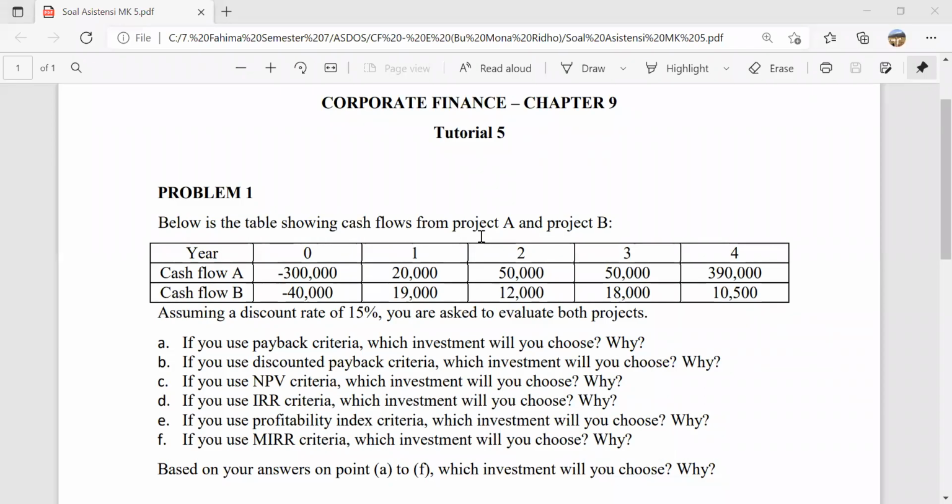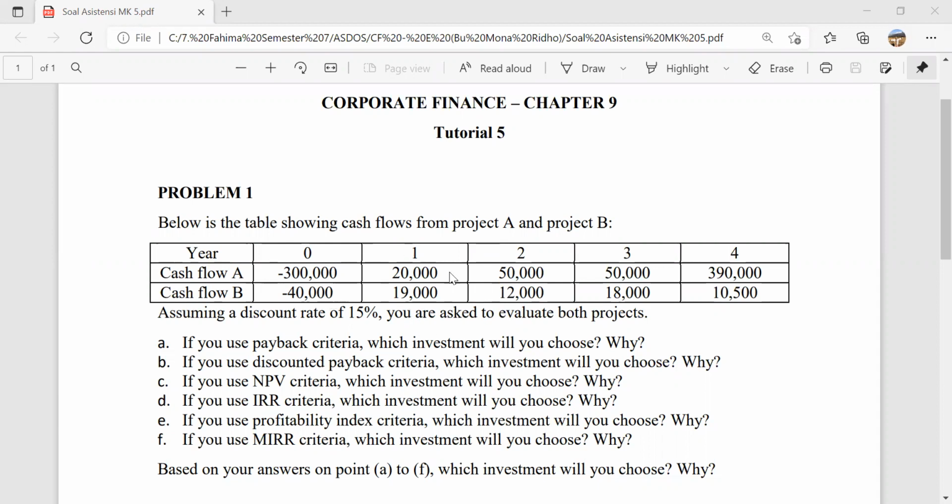Now we're going to do some exercises. Let's start with problem one. In problem one, you are facing two investments, project A and project B, and you were given some information. The first information is the initial outlay for both investments. Project A has the initial outlay of 300,000, and project B has the initial investment of 40,000.